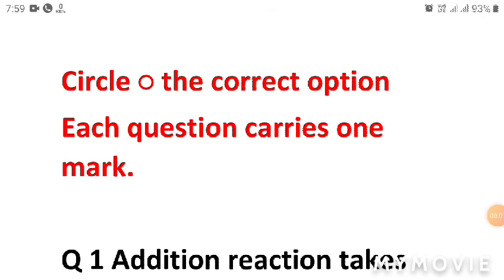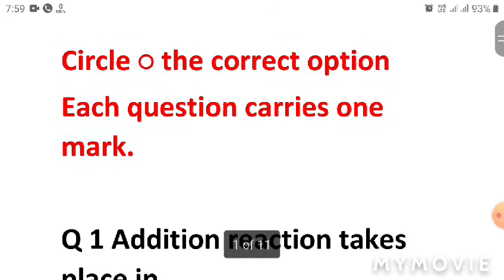Good evening, students. I am SK sir. Today I am going to discuss some basic questions related to organic chemistry, like hydrocarbons. Circle the correct option. Each question carries 1 mark. Question number 1.